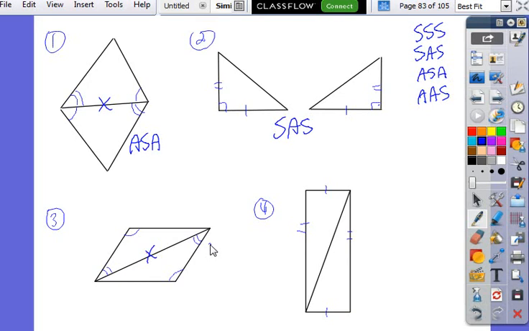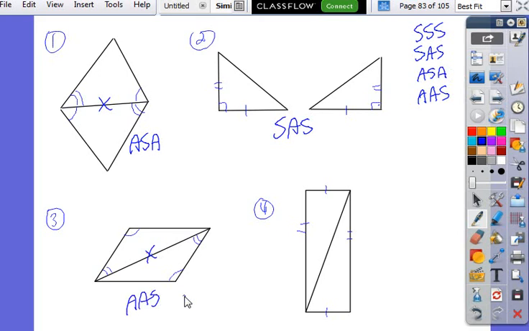So again, it's one of those 2. Which rule does that match? Is the side in between the angles? It's in between. This side is in between those 2 angles. No. So that one's got to be AAS. Angle, angle, side.